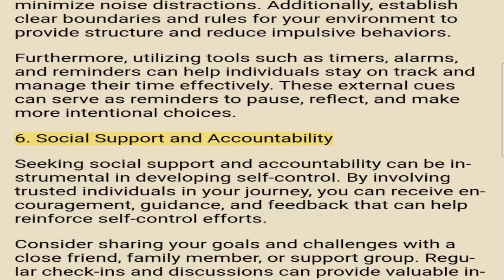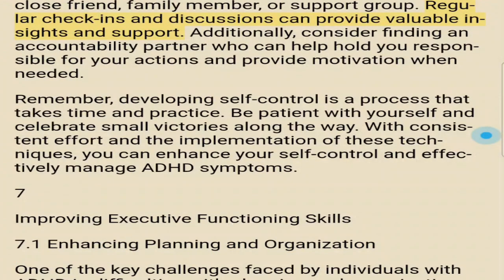6. Social support and accountability. Seeking social support and accountability can be instrumental in developing self-control. By involving trusted individuals in your journey, you can receive encouragement, guidance, and feedback that can help reinforce self-control efforts. Consider sharing your goals and challenges with a close friend, family member, or support group. Regular check-ins and discussions can provide valuable insights and support. Additionally, consider finding an accountability partner who can help hold you responsible for your actions and provide motivation when needed.